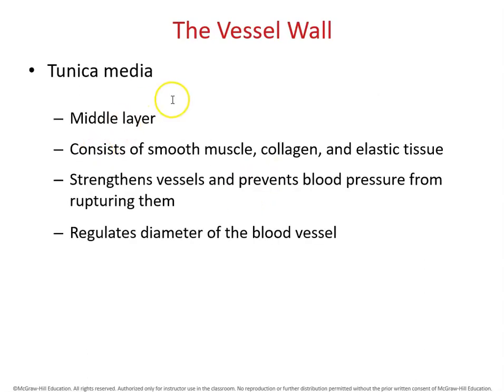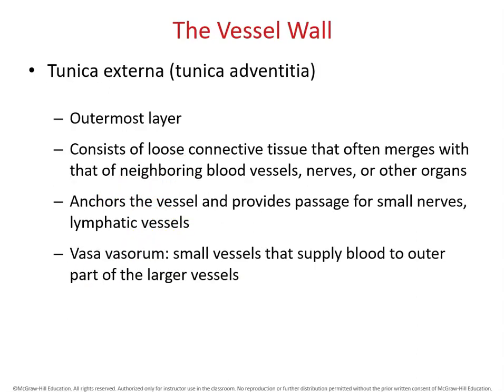The middle layer of the blood vessel wall consists of smooth muscle, collagen, and elastic tissue. This layer strengthens the vessels and prevents blood pressure from rupturing them. It also regulates the diameter of the blood vessel. The external layer of the blood vessel consists of loose connective tissue that often merges with the neighboring blood vessels, nerves, or other organs. This layer anchors the vessel and provides passages for small nerves and lymphatic vessels.